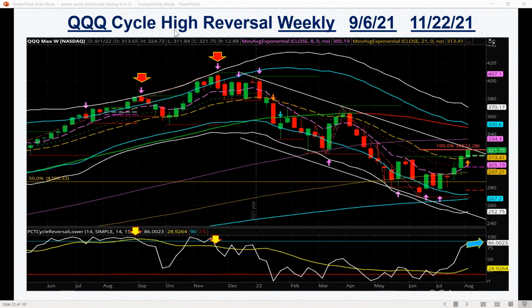So here's QQQ. This is a cycle high reversal using a weekly long-term chart. And you can see this indicator here. What it does is it shows you these range bands that are based on average true range. So when it gets up to this white one here, that's really extended and very stretched, okay, from the moving average here, a 20-period moving average. So kind of mean reversion.